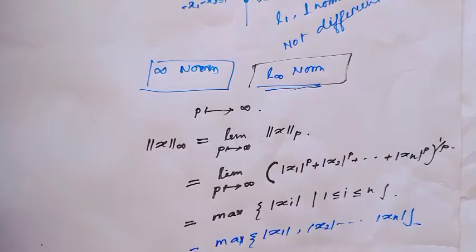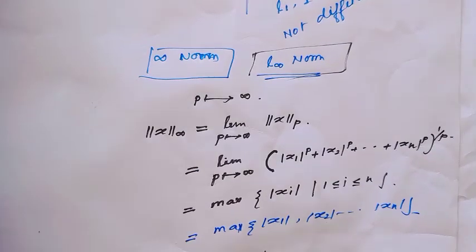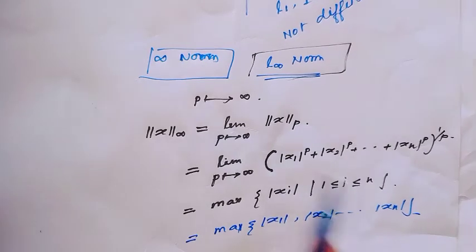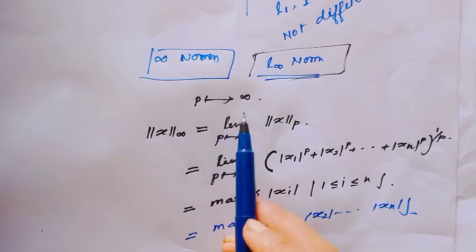Now I will look at the L infinity norm. Suppose now this is actually the maximum value of the absolute values of x1, x2, up to xn. Actually this geometry is the limit as p tends to infinity.